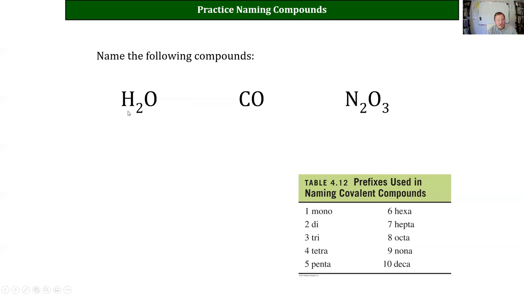So water would just be dihydrogen monoxide. CO would just be carbon monoxide. We don't say monocarbon monoxide. If it's the first element that you write, the less electronegative element, we always assume you have one of those unless otherwise specified. So you don't say monocarbon monoxide, it's just carbon monoxide, because you assume that the first one is always a one.